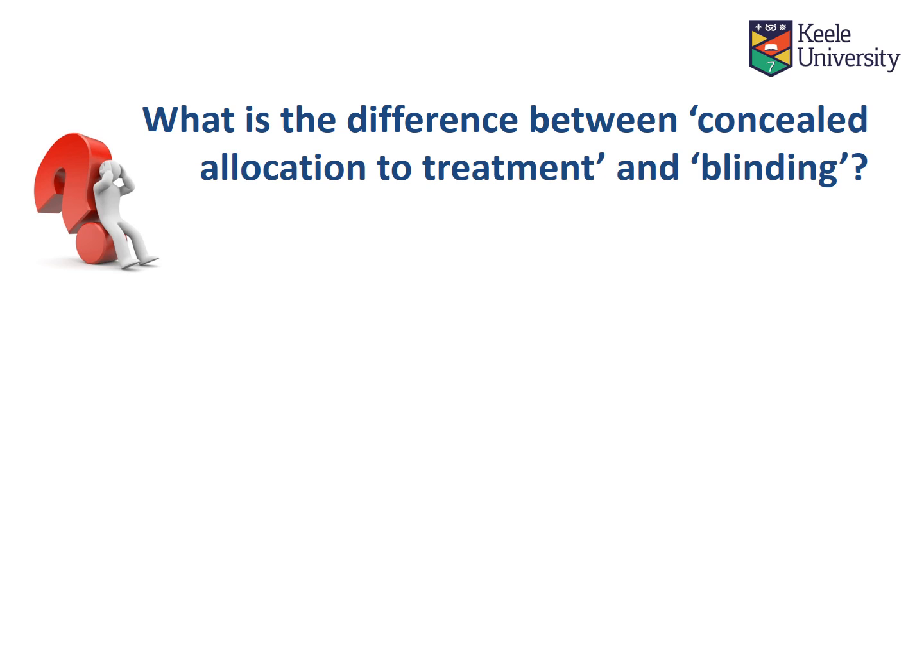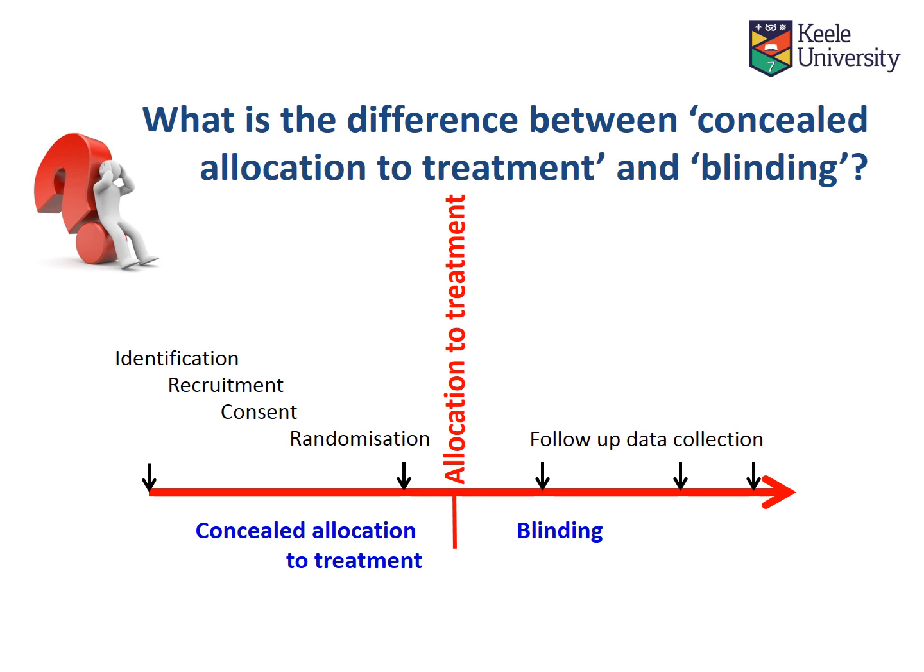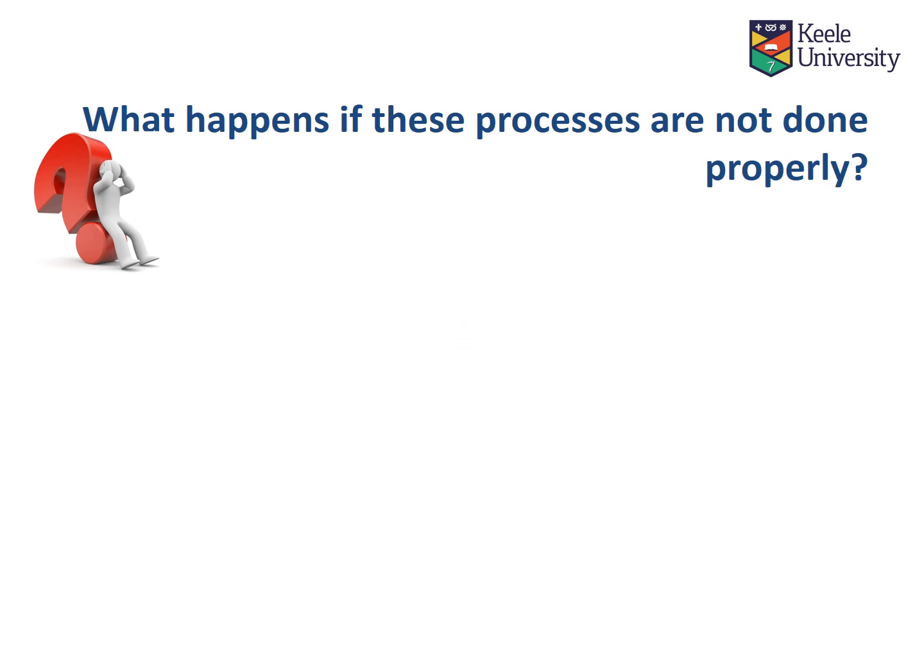What's the difference between concealed allocation and blinding? These are two concepts that are used and you can cross them frequently. The difference is in the timing. Anything before allocation of treatment is called concealed allocation, and anything afterwards is blinding. The same concept is that of not knowing what's happening, but if it's before, it's usually called concealed allocation, and if it's after, it's blinding.